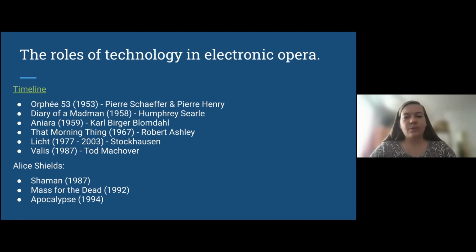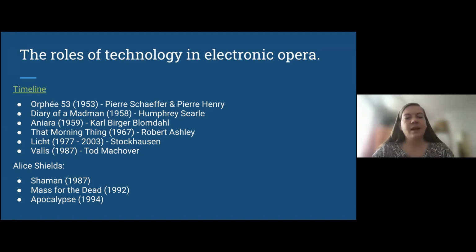In 1958, we have English composer Humphrey Searle's Diary of a Madman, and this opera is for orchestra with tape, and the tape track uses electronic sound effects to illustrate the deepening madness of the main character and various 20th century idioms in the orchestral writing. In 1959, we have Carl Beard Blomdahl, the Swedish composer, and his Aniara, the space opera. This is a really interesting work where he uses various electronic and recorded sounds to represent the voice of a character, which is artificial intelligence.